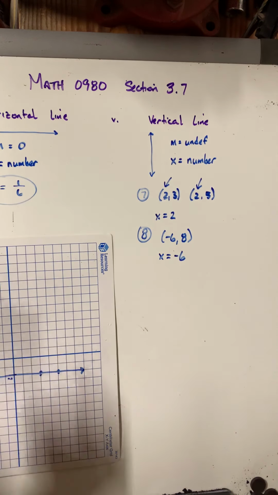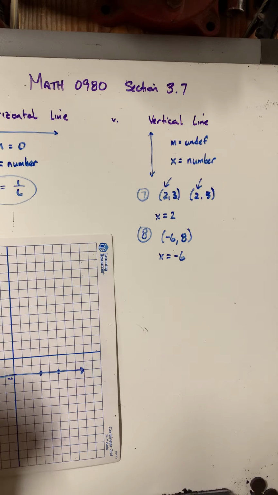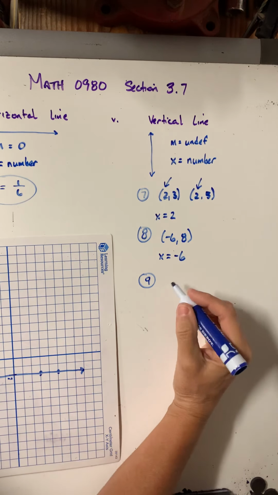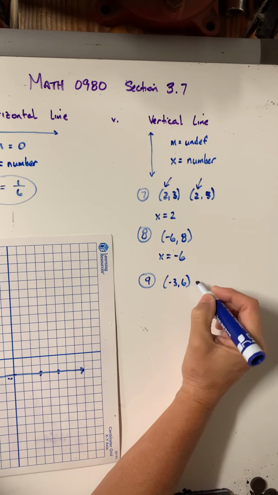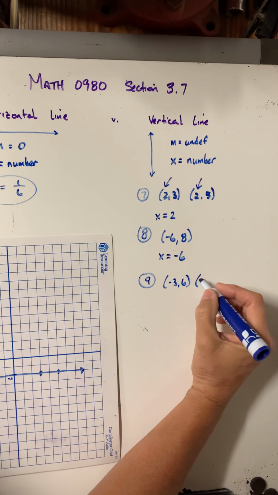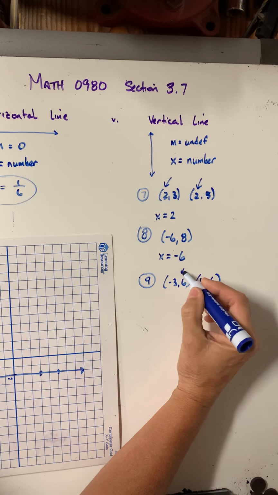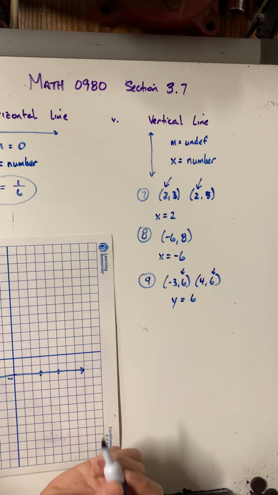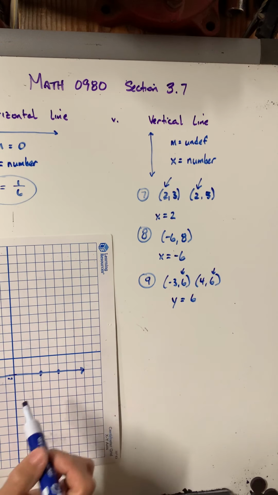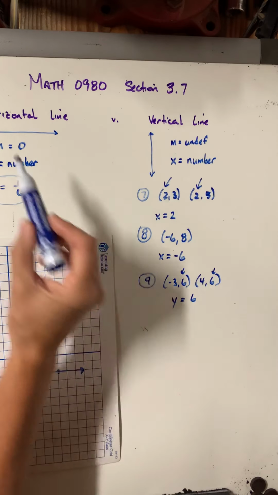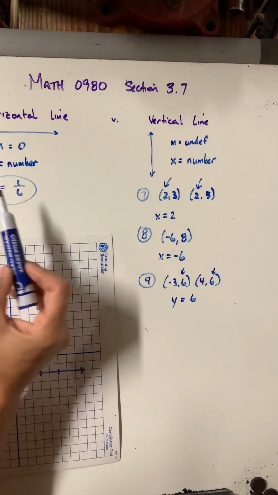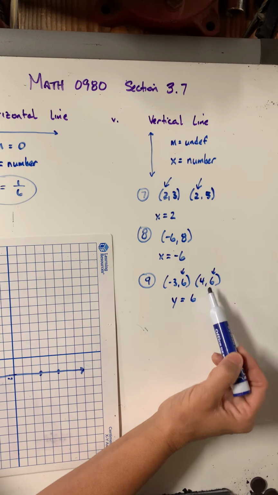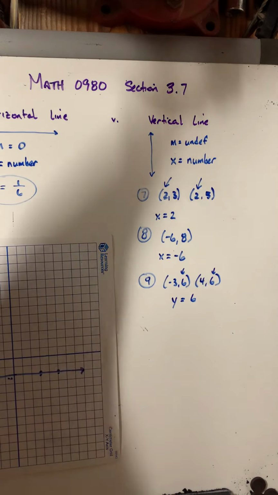Let's look at number 9. Number 9 says, write the equation of the line passing through (-3, 6) and (4, 6). Well, both of these are 6's. They're in the y position, so that must be y equals 6. You could certainly plot those 2 points, connect them. You'll see that they are horizontal. Horizontal lines are y equals something. What is the something? The 6, because they will go through 6 on the y-axis.